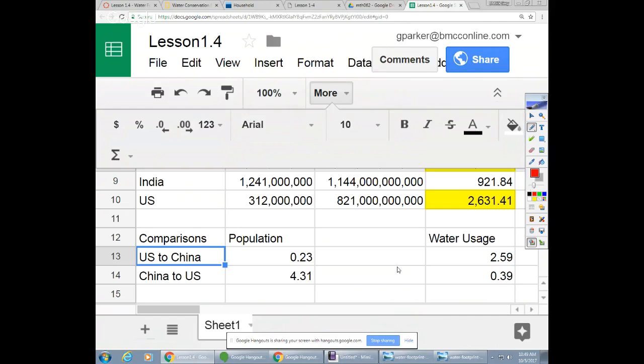That's in, yeah. The numbers here are in cubic meters. The National Geographic survey is in gallons per day. This is in cubic meters per year.